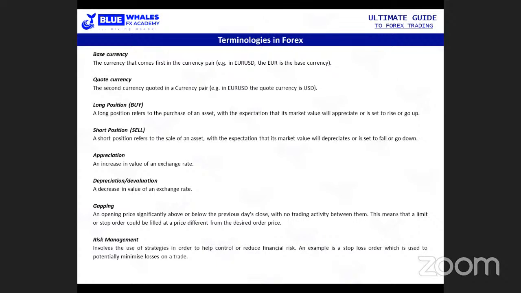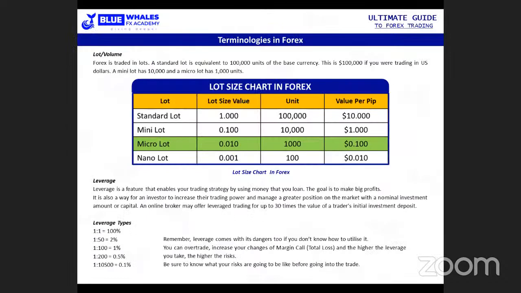Moving forward, let's talk about risk management. This involves the use of strategies in order to help control or reduce financial risk. An example is a stop loss order, take profit order, and so on. Later we'll be talking about it very much more.